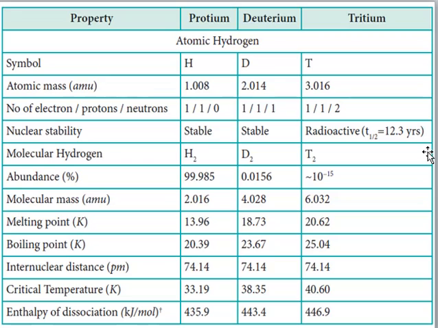For deuterium, 74.14, as well as for the tritium also the same thing. Then the critical temperature. The critical temperature you have studied already in the thermodynamics. So what is the critical temperature of the protium? It is 33.19. For the deuterium it is 38.35 and for the tritium it is 40.60. And the bond dissociation energy for these also differ only in a small ratio.